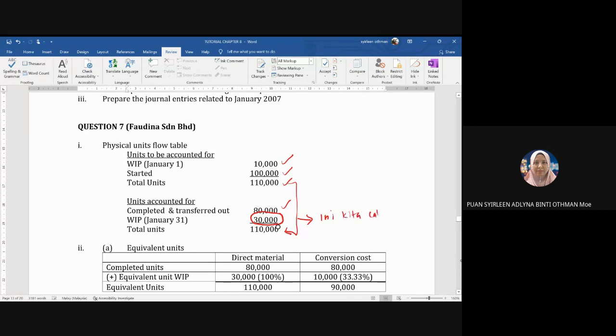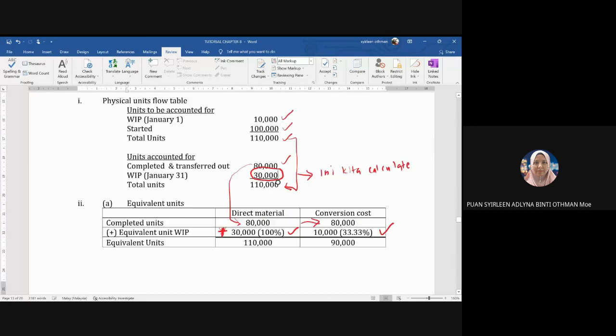Okay, kita calculate guna the physical flow in your production cost report tu lah. Okay, so I already have the ending WIP unit. So I can use this to calculate my equivalent unit. Okay, so completed unit sama 80,000 ni, transfer je sini. Cuma untuk WIP 30,000 ni kalau you salah kat sini, you akan salah di sini jugalah. Salah teruslah sampai habis salah. So this is 100% completed and this is 1/3 ataupun 33.33%.